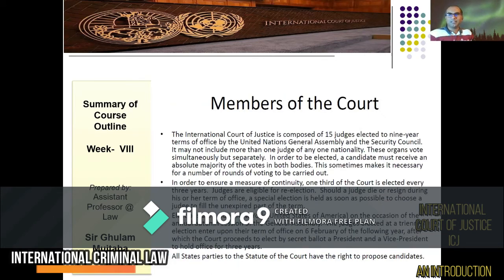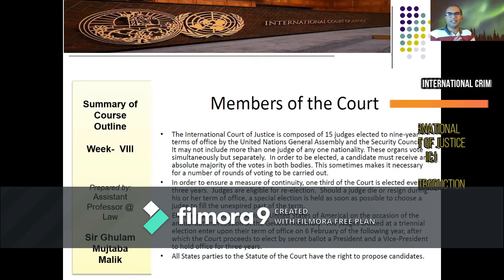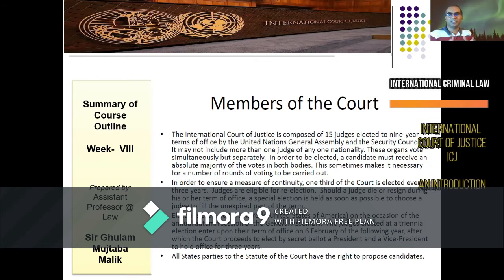Thereafter, the International Court of Justice is composed of 15 judges elected to 9-year terms of office by the United Nations General Assembly and the Security Council. It may not include more than one judge of any nationality. It means only one judge of one nationality can represent in the ICJ. A judge can be re-elected, but the judges do not represent their countries; they are independent judges of the court. These organs vote simultaneously but separately in order to be elected.